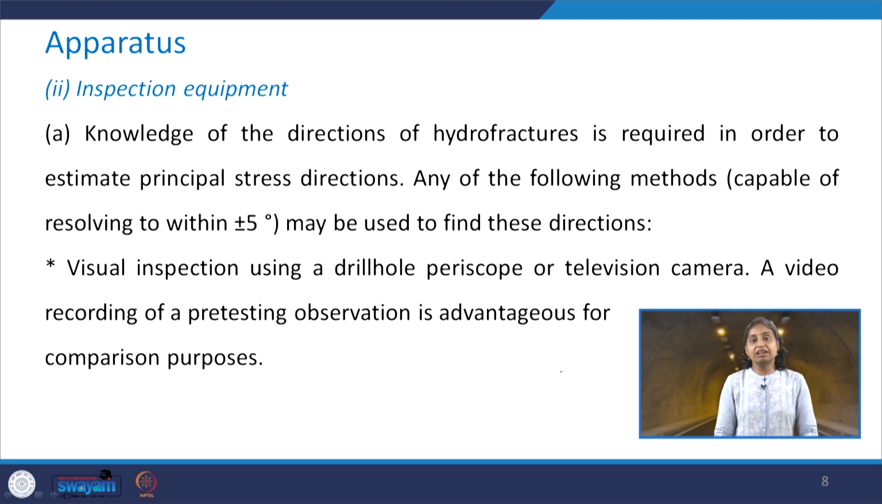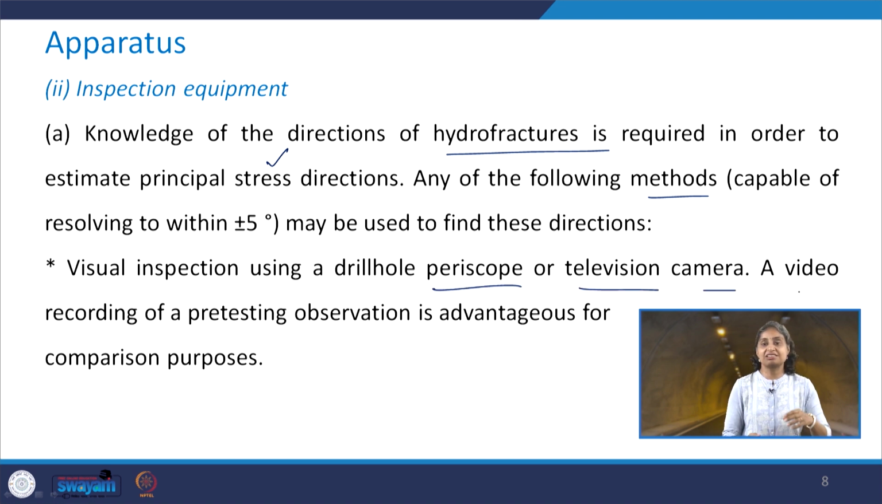Coming to the second category, that is the inspection equipment. The knowledge of the direction of hydrofractures is required to estimate the principal stress direction, and for this any of the following methods may be used to find the direction of the principal stresses. Of course, these methods are capable of resolving to within plus minus 5 degrees. The first one is by visual inspection using the drill hole periscope or a television camera.